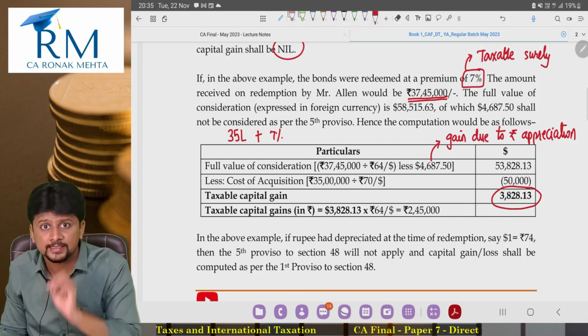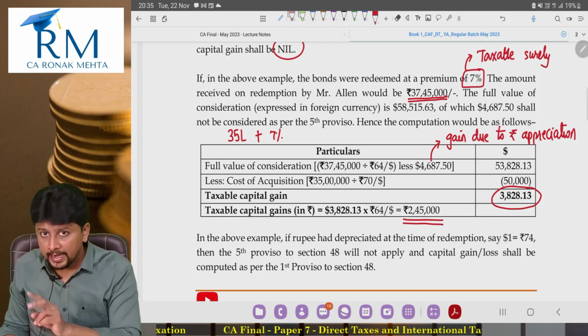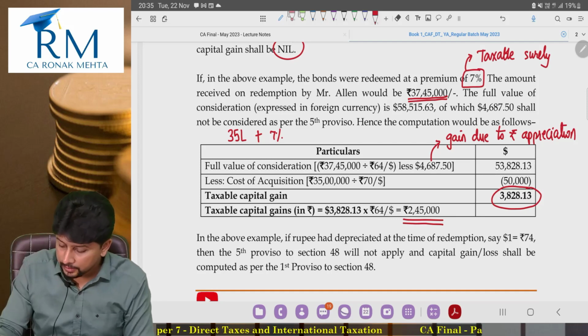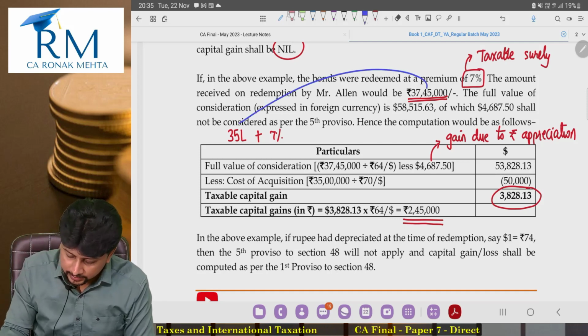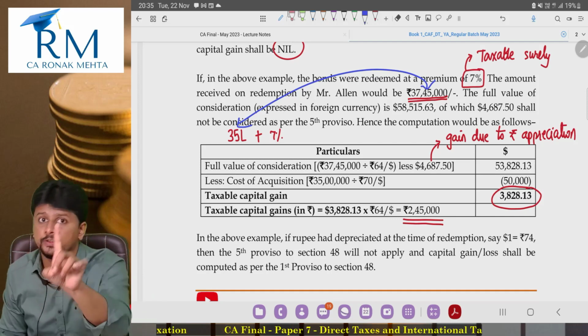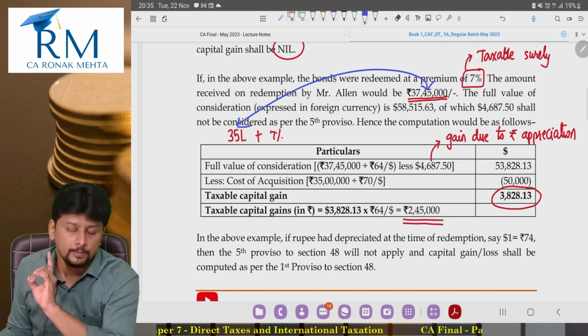So we are taking that rate of 64, 2,45,000. And if you carefully observe, 2,45,000 is the exact difference between 37,45,000 and 35 lakhs, the 7% premium. So it is only that 7% premium which is becoming taxed. It is not the rupee appreciation gain.